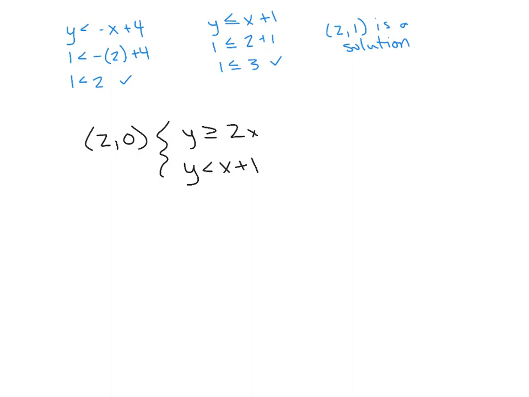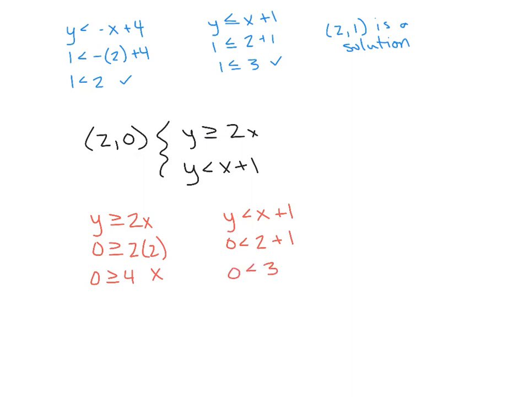So we are going to take the first inequality, y is greater than or equal to 2x, and for y we're going to put 0 is greater than or equal to 2 times 2, and we get 0 is greater than or equal to 4. That does not check out, so we automatically know it's not a solution. Normally in your homework you could stop and say no, it's not a solution, but for the time being we are going to do this next one just because I can. And this one says 0 is less than 3, which checks out, but since one of them doesn't check out, it's not a solution.